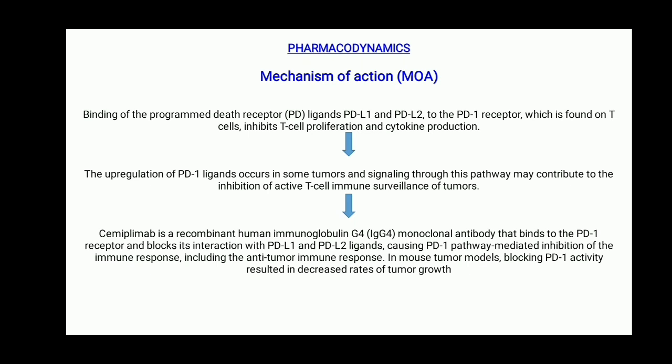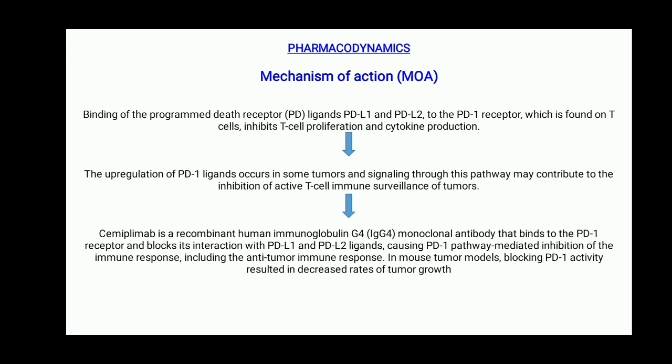Binding of the programmed death receptor ligands PD-L1 and PD-L2 to the PD-1 receptor, which is found on T cells, inhibits T cell proliferation and cytokine production. The upregulation of PD-1 ligands occurs in some tumors, and signaling through this pathway may contribute to the inhibition of active T cell immune surveillance of tumors.